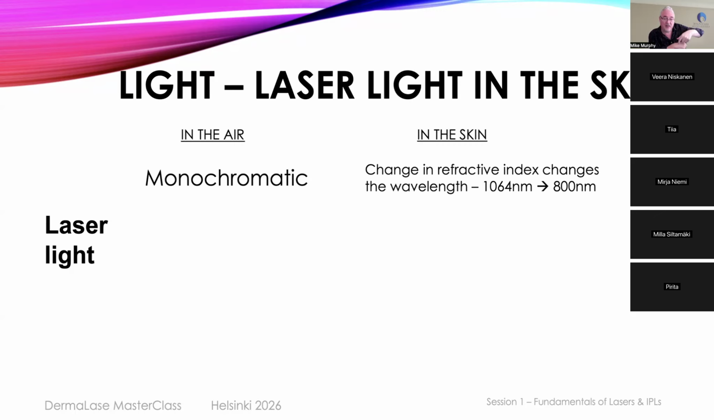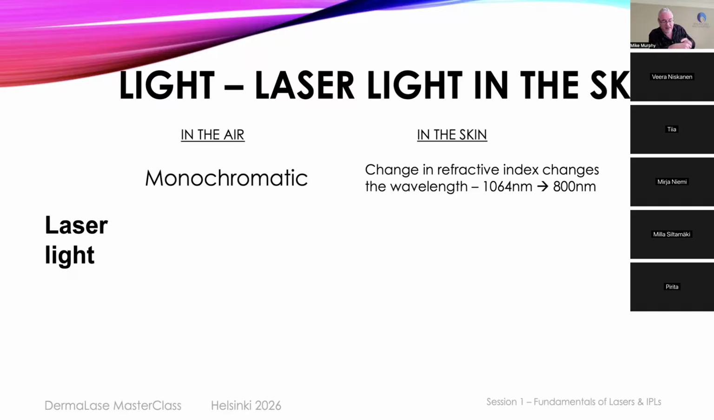So once the light goes into the skin, that change in refractive index causes the beam to slow down. The light slows down. It's no longer at the speed of light in the air, just under the speed of light in the air. Once it goes into the skin, it slows down because it's hitting all these atoms and molecules, and that just slows the overall velocity. And because of that, the wavelength drops. So if you fire 1064 nanometers into the skin surface, when it enters the skin, it slows down and the wavelength drops to 800 nanometers. Isn't that surprising? All the wavelengths do that. They all do. They all slow down.